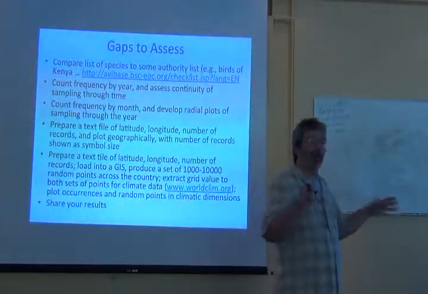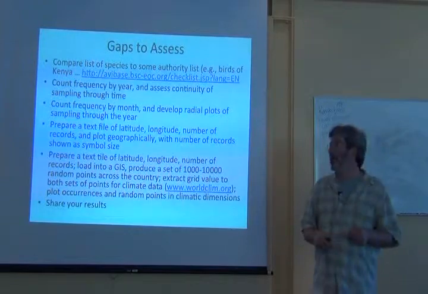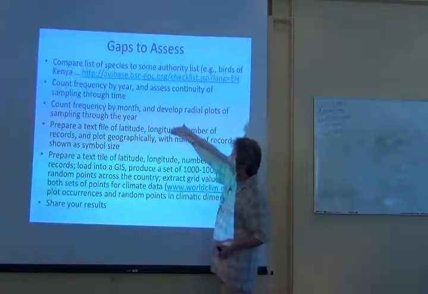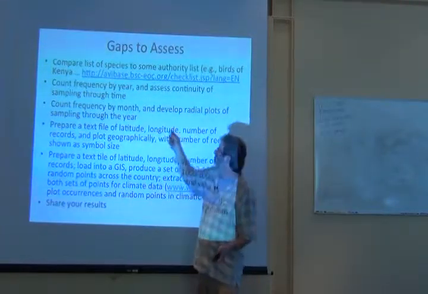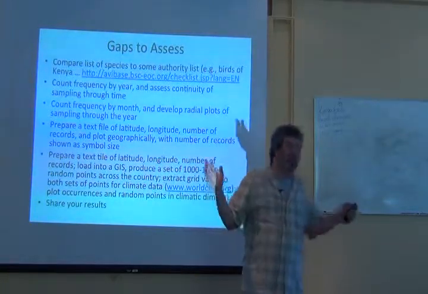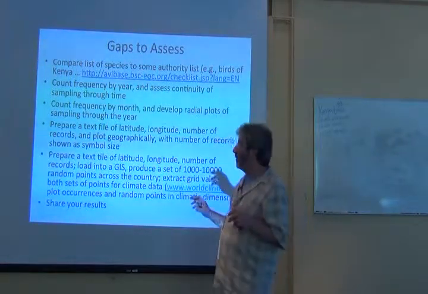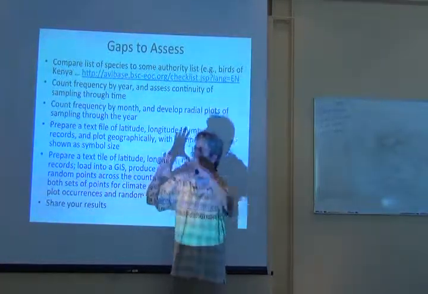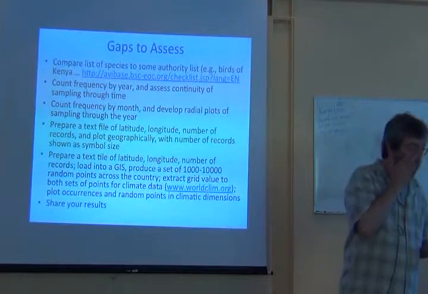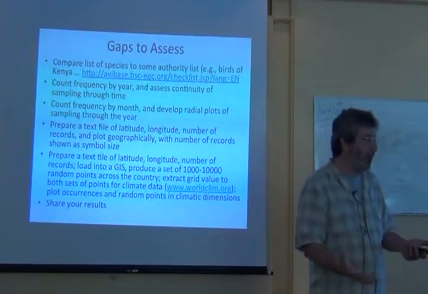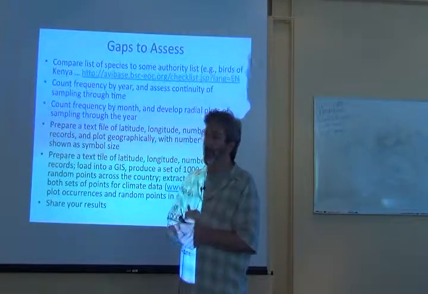But anyhow, if we get into groups of 5 or 10, that's fine. I just want you guys to see this process and be thinking about what the steps along the way are. So the spatial views are kind of here on down. Prepare a text file of latitude, longitude, and number of records. Plot it geographically. The easy way to look at those gaps is just to show the number of records as the size of the symbol. If you're feeling really creative and artistic, try fitting a surface to it. But get yourself to that kind of density map. How many records across your country of your taxon?